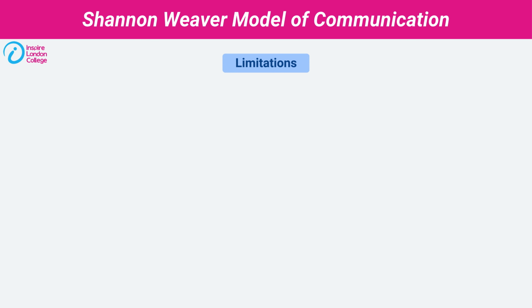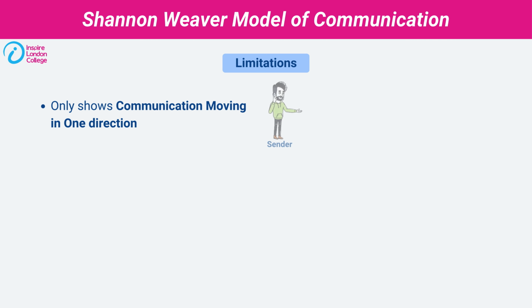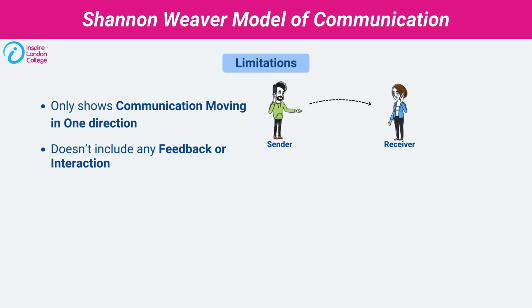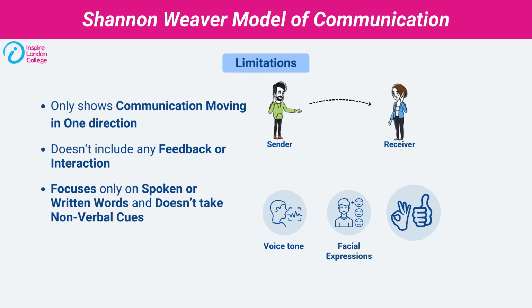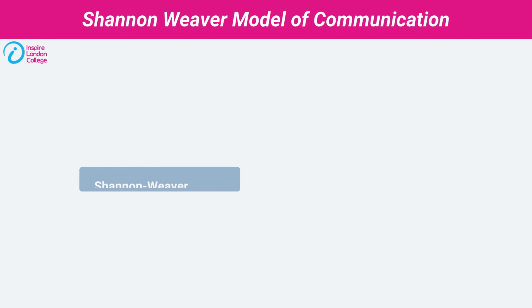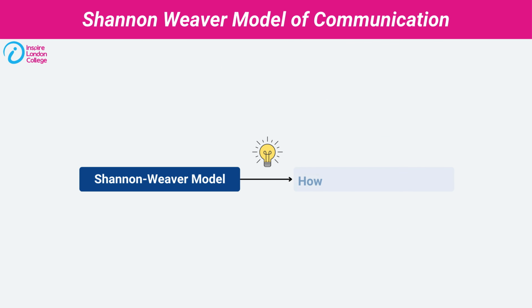One of the main limitations of the Shannon-Weaver model is that it only shows communication moving in one direction, from sender to receiver. It doesn't include any feedback or interaction, which makes it less effective for understanding real conversations where responses matter. Another drawback is that the model focuses only on spoken or written words and doesn't take non-verbal cues into account, like tone of voice, facial expressions, or gestures, all of which play a big role in how people truly communicate.